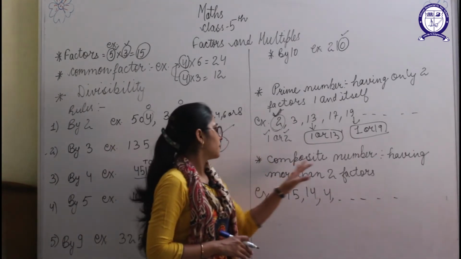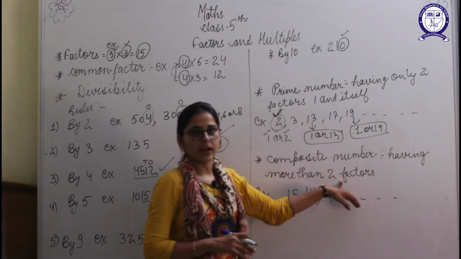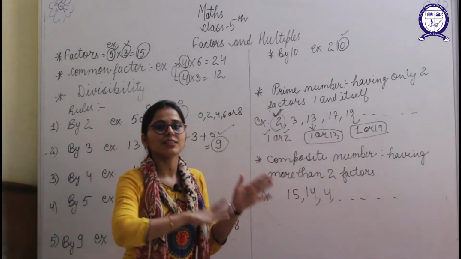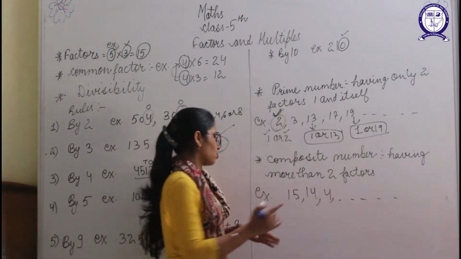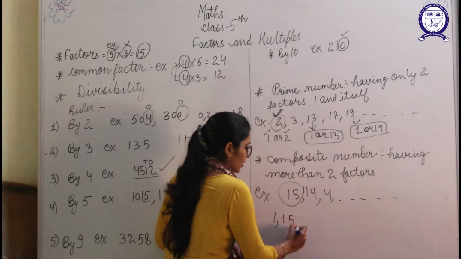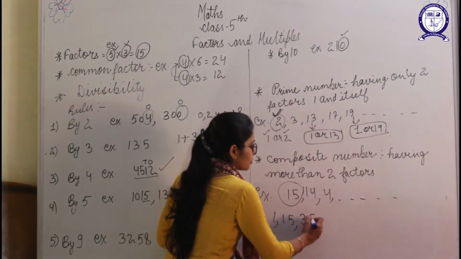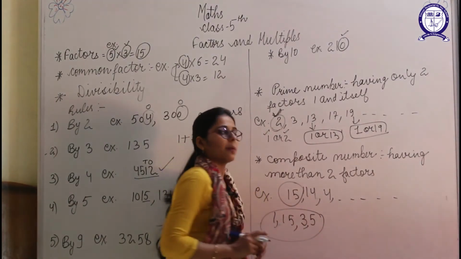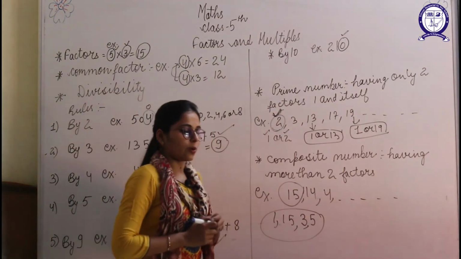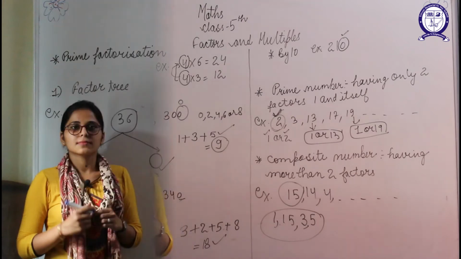For a composite number, the number has more than 2 factors, meaning it can be divisible by 1, itself, and other numbers also. Suppose 15. 15 is divisible by 1, by 15, and also by 3, and also by 5. So this is a composite number. So this was about prime numbers and composite numbers. Now let's begin with HCF and LCM.